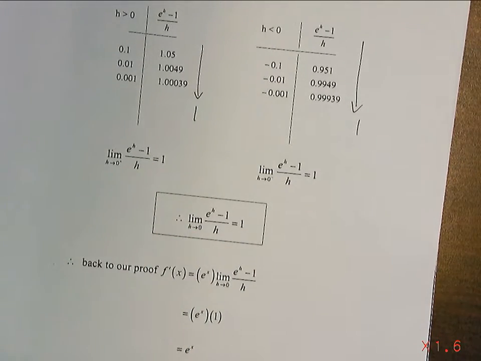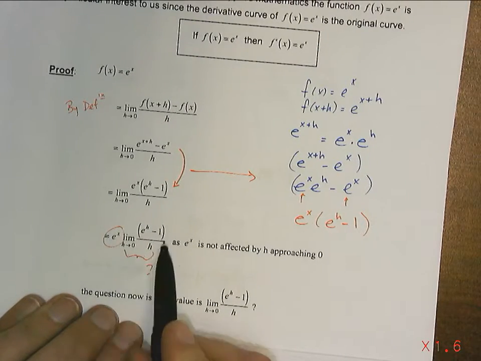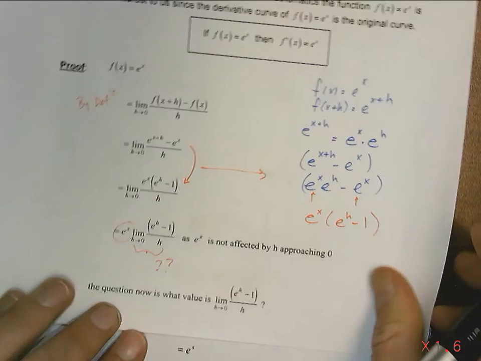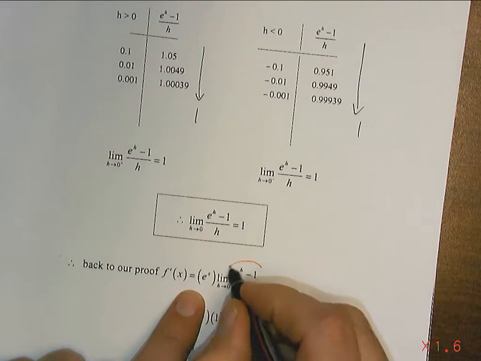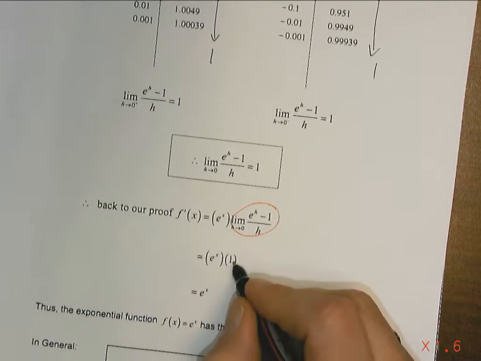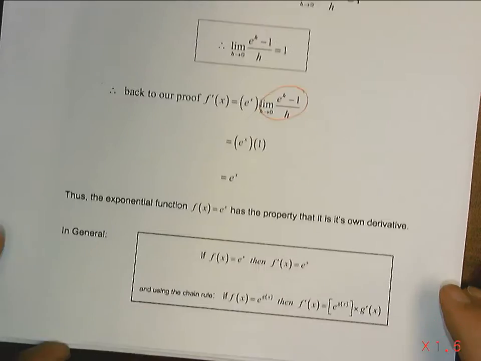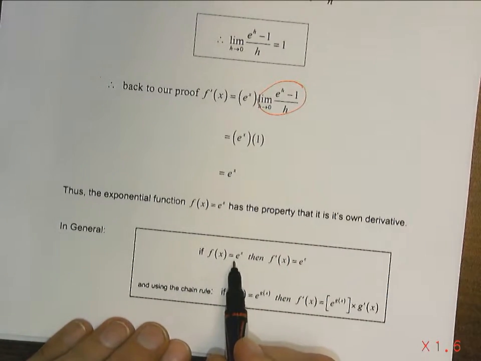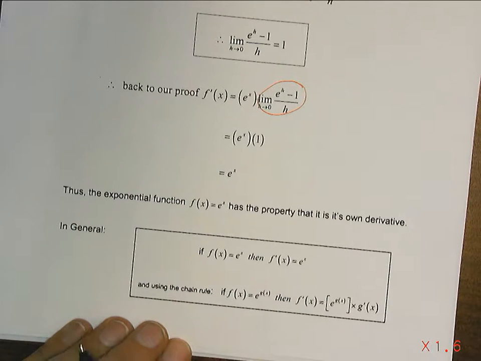What that means is, where we left off back here, remember, we had e to the x and we wanted to find out what this limit equaled. Well, what we know is, if we come back here, we've now determined that this equals 1. So this is going to be 1 here, and that's going to equal e to the x. And we have just proven that if f of x equals e to the x, then f prime of x equals e to the x. I've proven it to you.